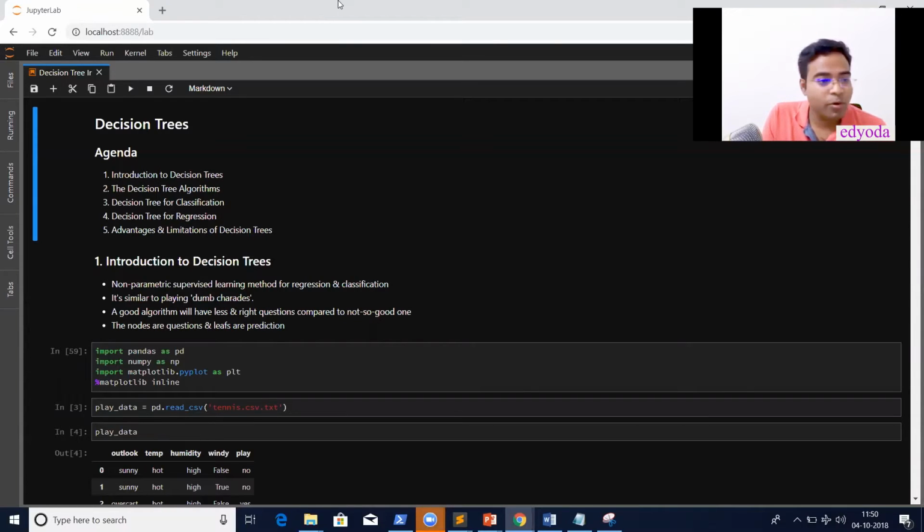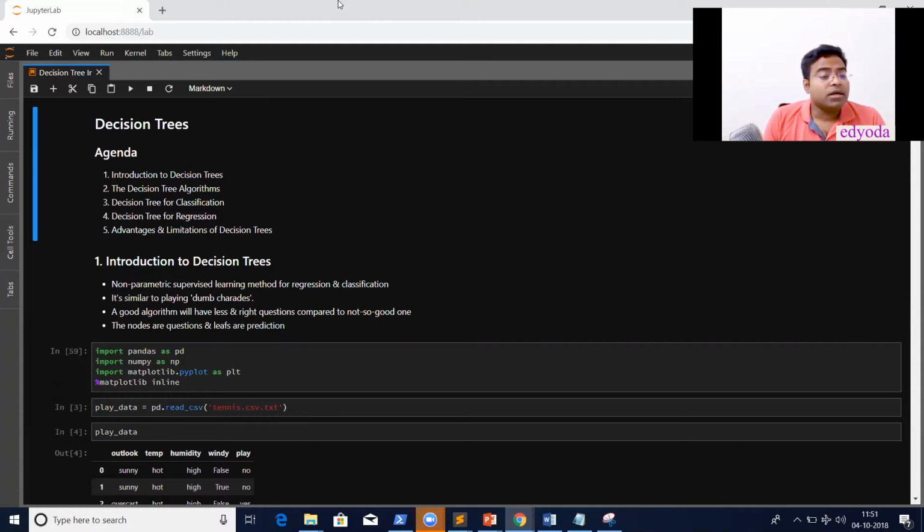Today we'll be discussing decision trees. The agenda for today's discussion is: introduction to decision trees, the decision tree algorithm, understanding what happens mathematically in it, how decision trees can be used for classification, how decision trees can be used for regression, and advantages and limitations of decision trees. Let's first get started with the introduction to decision trees.